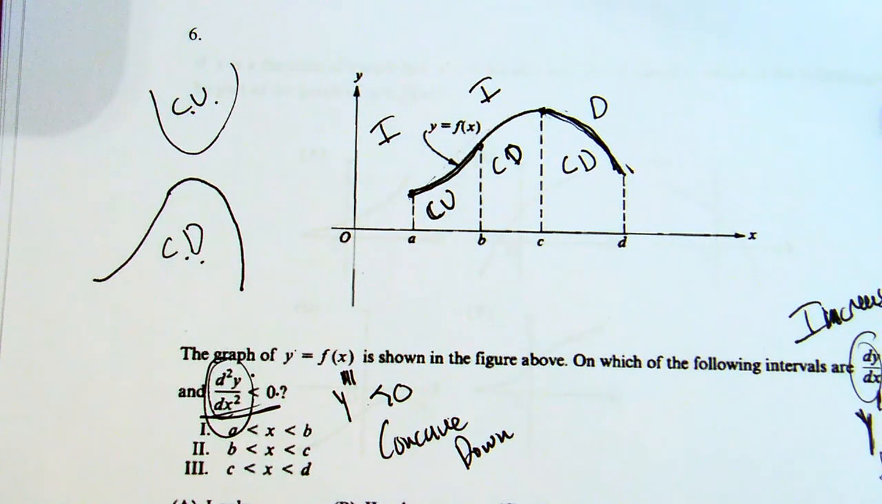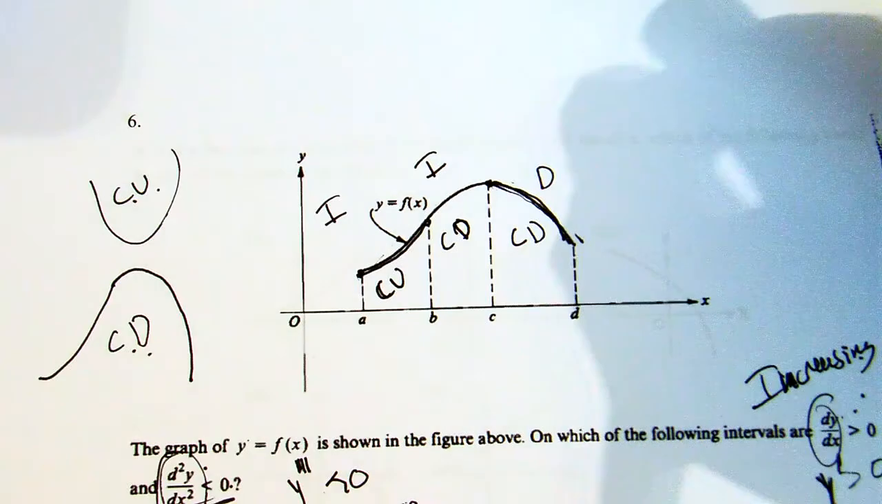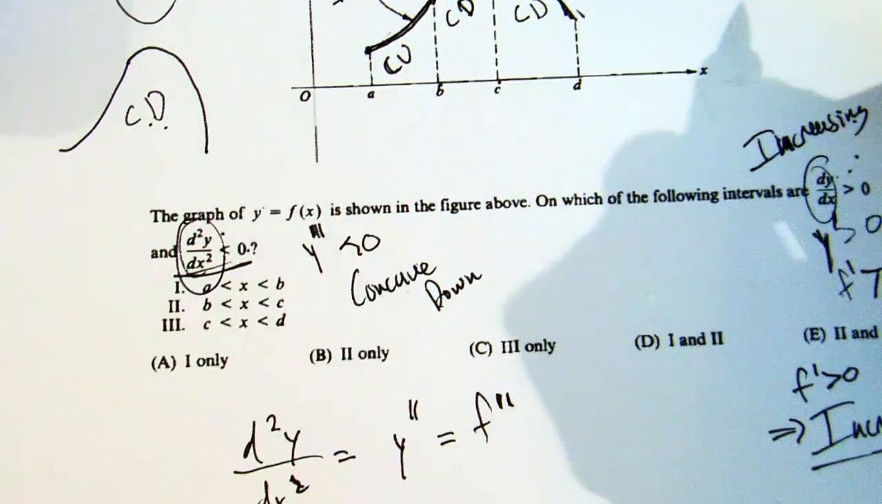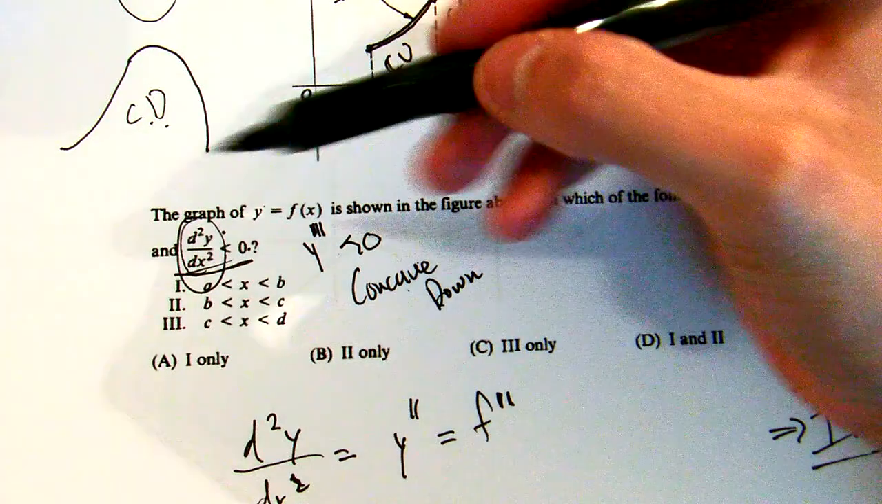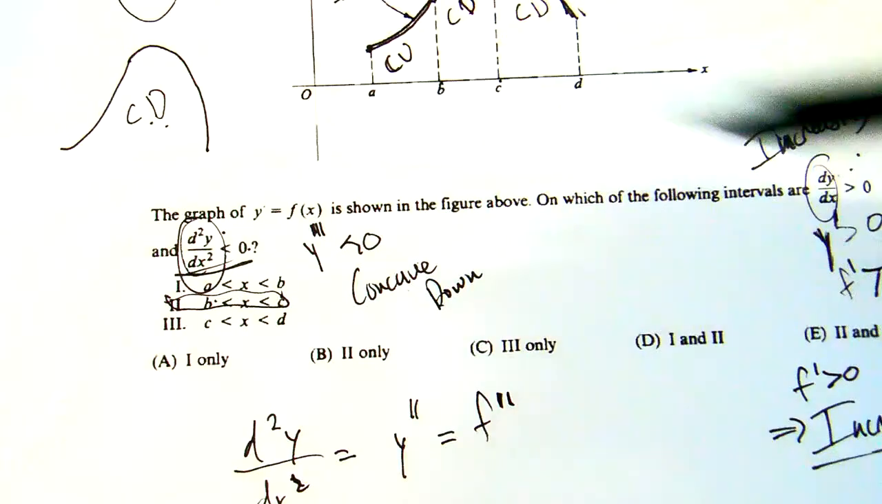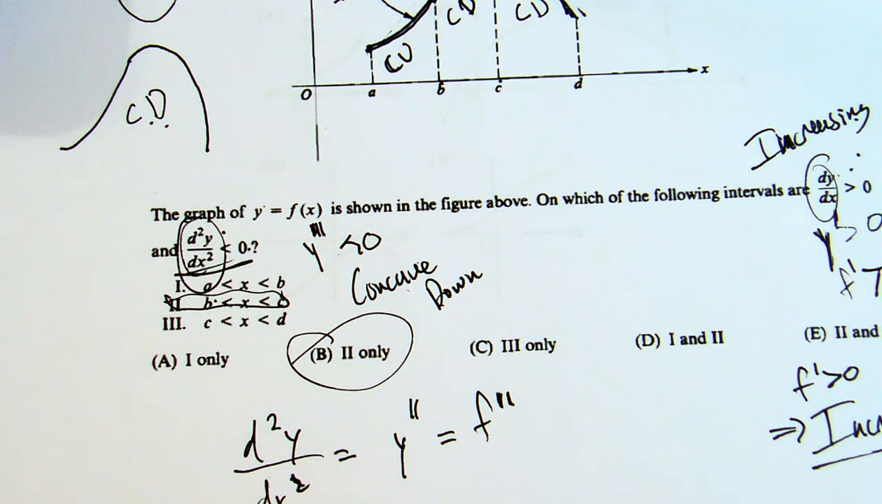So where is it increasing and concave up? Oh, sorry. We wanted increasing and concave down. So where does that occur? It occurs between B and C, clearly. So thus the answer must be between B and C. So it's just 2 here. Okay? So 2 is only B, right? There you go.